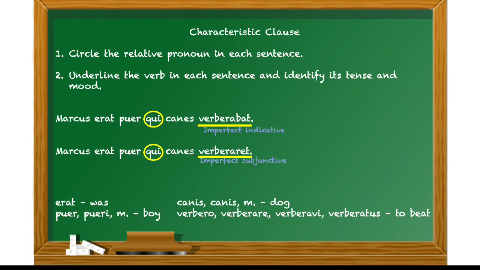Well, you should have circled qui in each sentence. That's the relative pronoun. And in the first sentence, underlined verberabat, and in the second sentence, verberaret. And with the first sentence, verberabat, that BA makes it very clear you have an imperfect indicative verb. And in the second one, verberaret, which you can see from the dictionary entry, is really just the second dictionary entry with the letter T stuck on at the end. That makes an imperfect subjunctive.